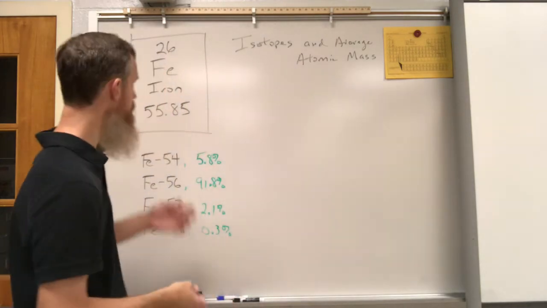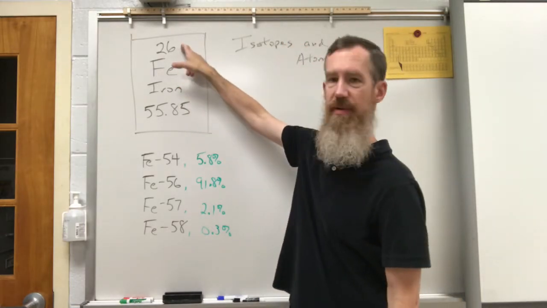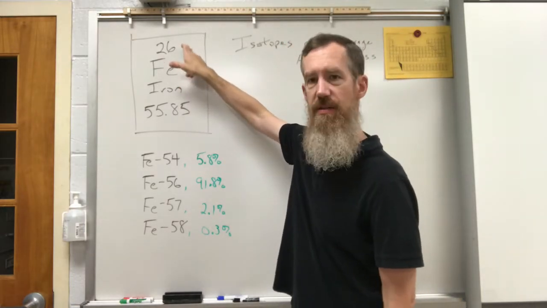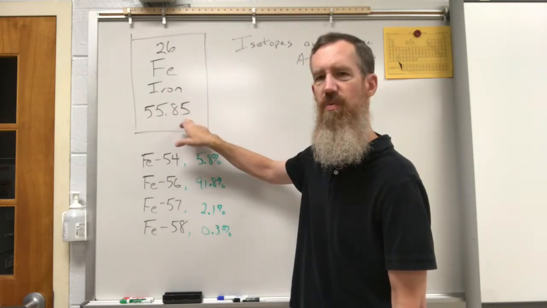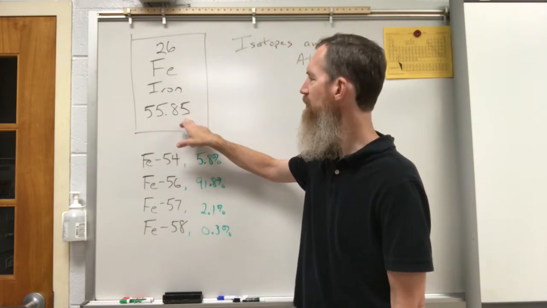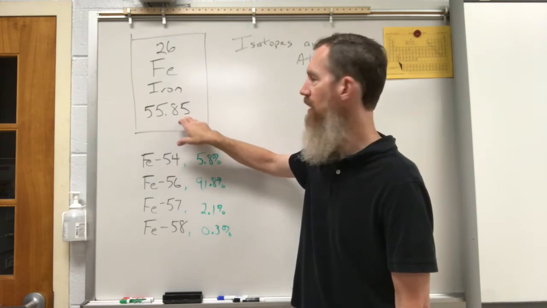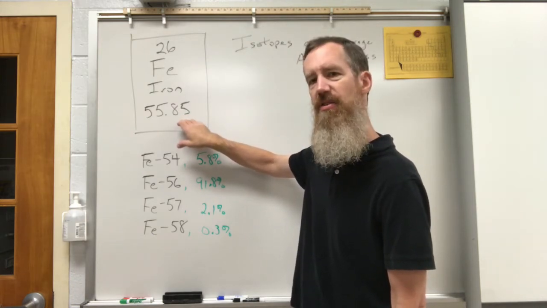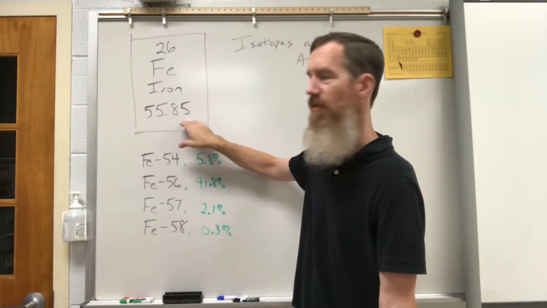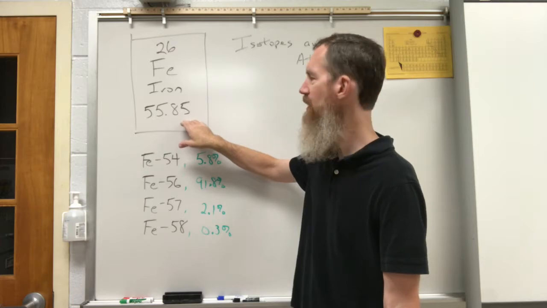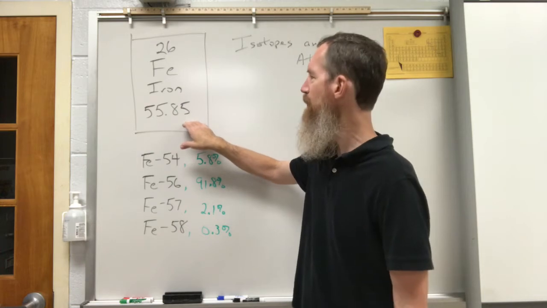For instance, if I go to iron on the periodic table, I'll notice it has an atomic number of 26 protons, but it has this number, 55.85. So the question is, where does that come from? Well, this is an average. It's a weighted average of all the naturally occurring isotopes that we believe are occurring, and to what percentage we believe those isotopes are occurring. And that takes some scientific work, and it is a culmination of data over the years.